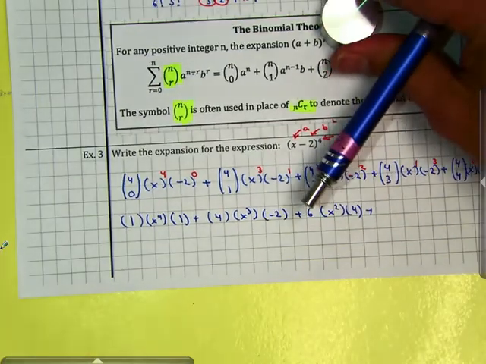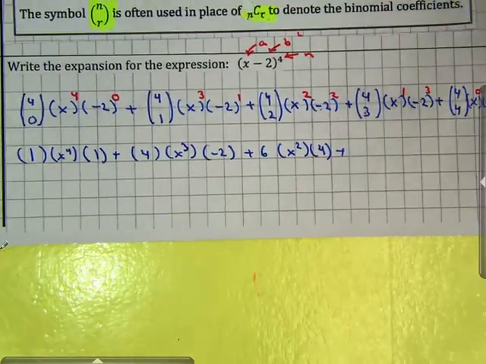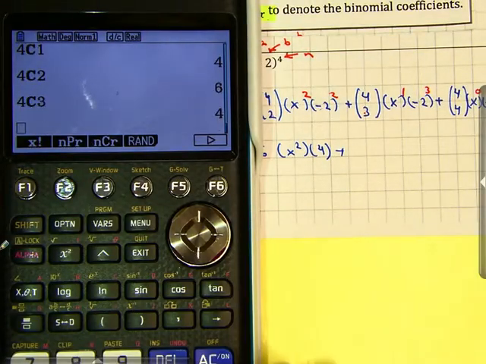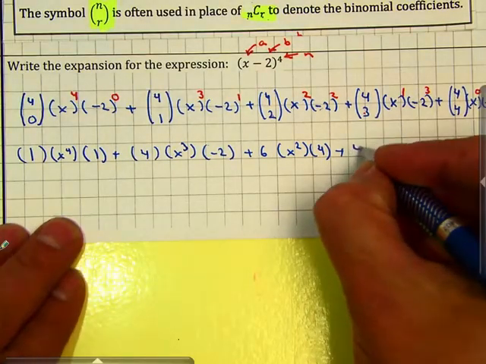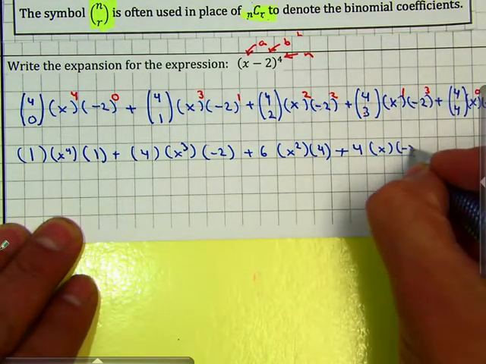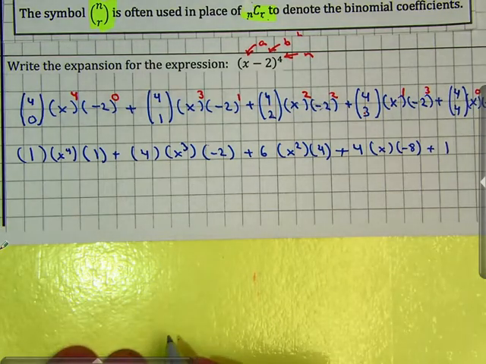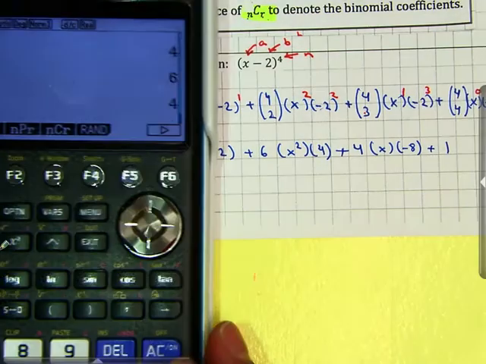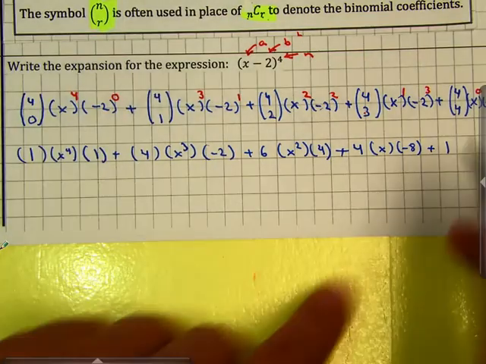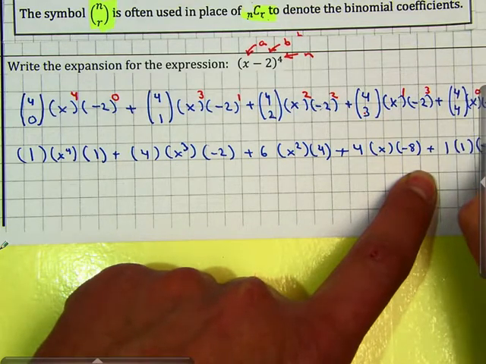Plus 4 choose 3. 4 choose 3 will give us 4. x to the 1st power will be just x, and negative 2 to the 3rd power will be negative 8. 4 choose 4, there's only one way of selecting 4 people out of 4. Or you can type it in if you want. 4 choose 4 gives me 1. x to the 0 power will be just 1, and negative 2 to the 4th power will give me positive 16.